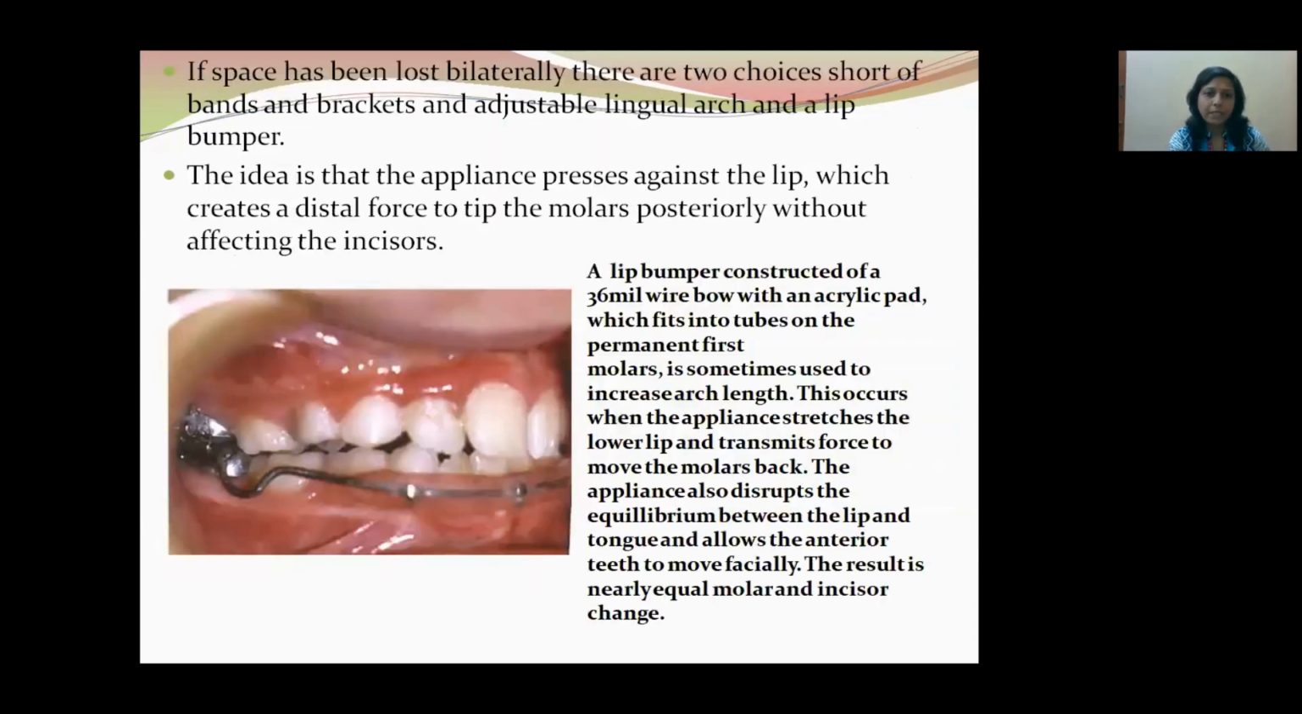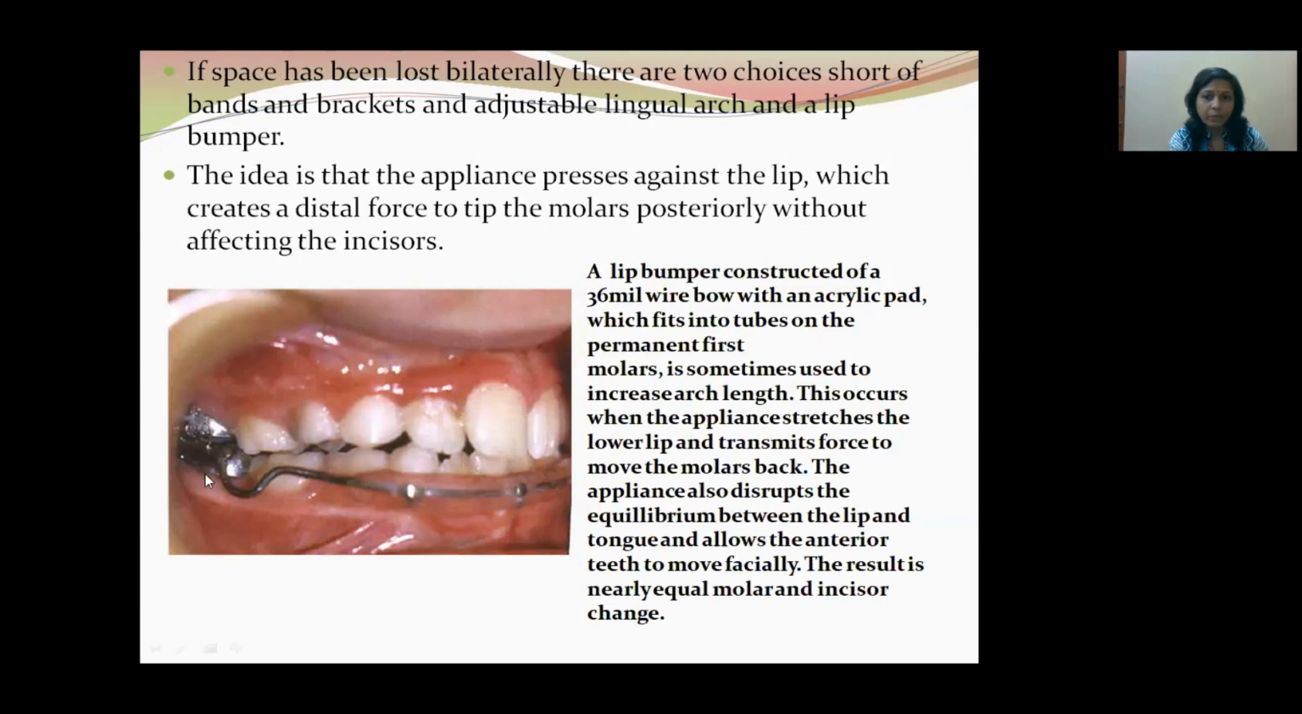If space has been lost bilaterally, there are two choices, short of bands and brackets: an adjustable lingual arch and a lip bumper. The idea is that the appliance presses against the lip, which creates a distal force to tip the molars posteriorly without affecting the incisors. This lip bumper is constructed from a 36 gauge stainless steel wire bow with an acrylic pad, and it fits into the tube on the first molar.